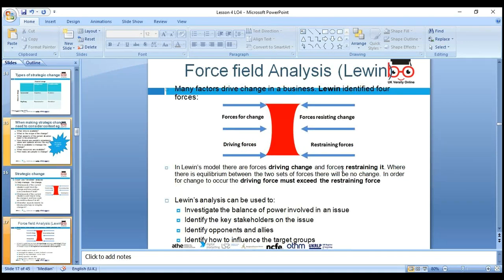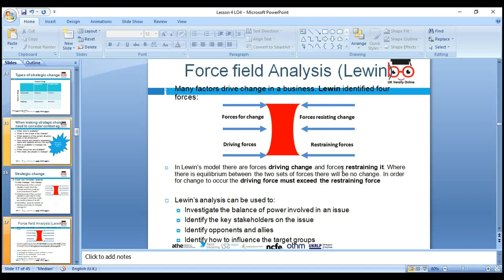So the force field model is given by Lewin, and it is quite popular in organizations for implementing change. In this model, there are driving forces, which drive the change, and restraining forces, which are against the change. So there are two sets of forces, and the driving forces must exceed the restraining forces. So we need to exceed it.